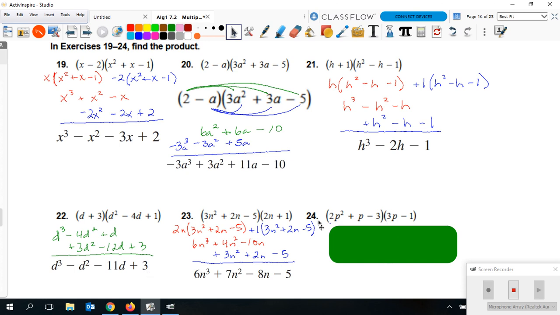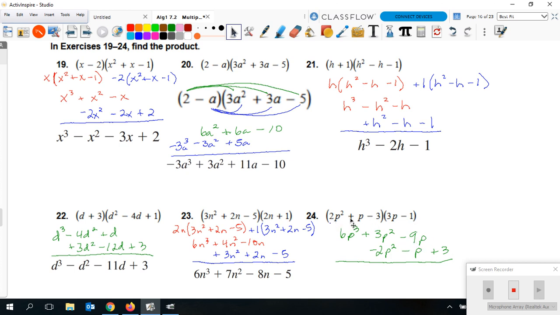And then for 24, so number 24, I'm going to do 3p. Again, this is kind of backwards. It's kind of like 23 here. I'm going to do the 3p times all 3 of those first, then negative 1 times all 3 of those. So 3p times 2p squared is 6p to the third. 3p times p, 3p squared. 3p times the negative 3 is negative 9p.